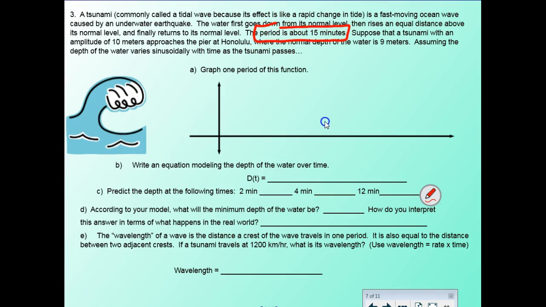And then it says, suppose the tsunami, oh my gosh, this is like your birthday. Just giving you stuff. The amplitude is 10 meters as it approaches the pier at Honolulu, and the normal depth of the water is 9 meters. They just flat out gave you almost everything you needed. When they say the normal depth, that's the normal sea level. So this right here is your midline. And obviously amplitude means that's the A value. Now we might have to play with the sign of A, but the size of A is 10. The period is 15, which is going to help us calculate B.